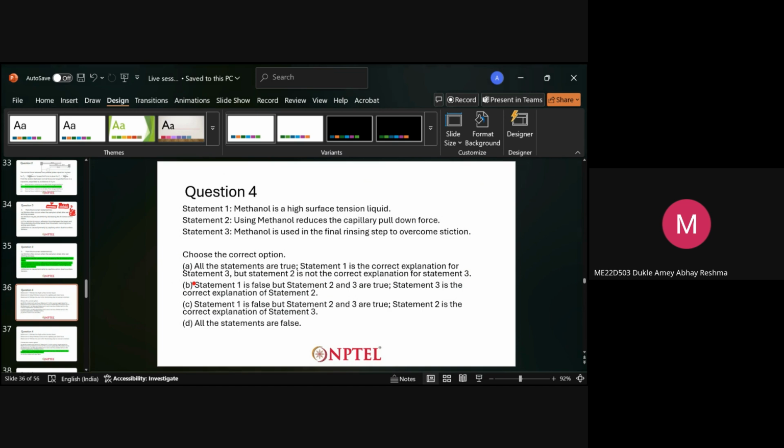A: All statements are true. Statement one is the correct explanation for statement three, but statement two is not the correct explanation for statement three. B: Statement one is false, but statement two and three are true. Statement three is the correct explanation for statement two. C: Statement one is false, but statement two and three are true. Statement two is the correct explanation for statement three. And the last is D: all statements are false.